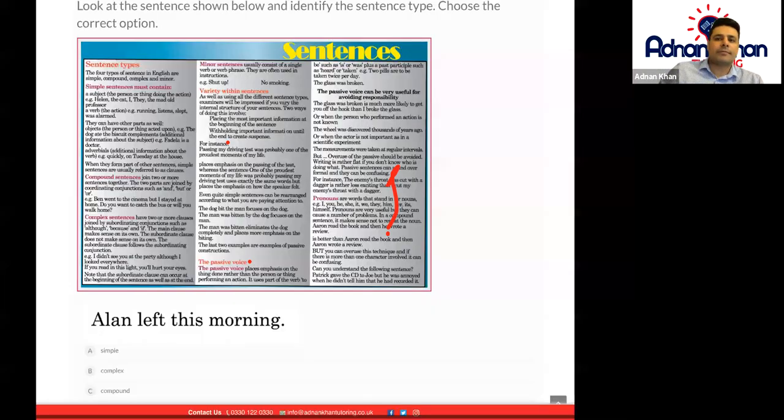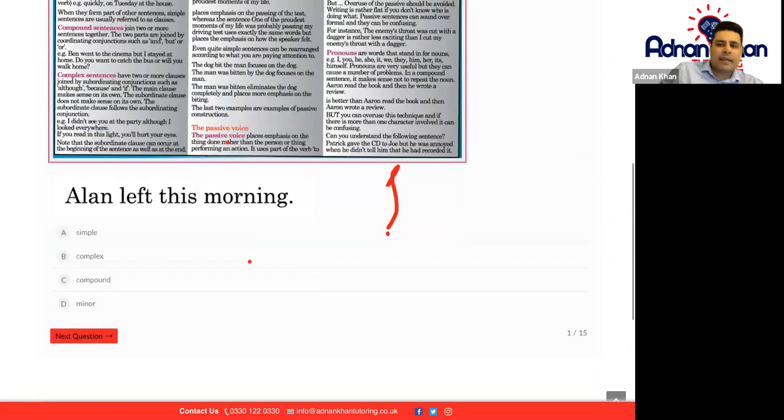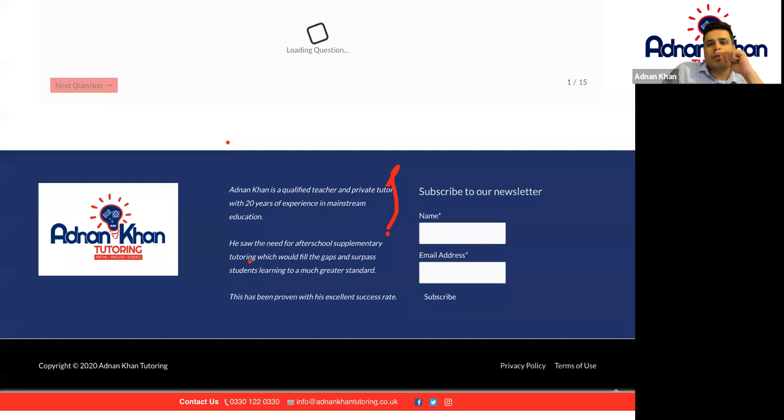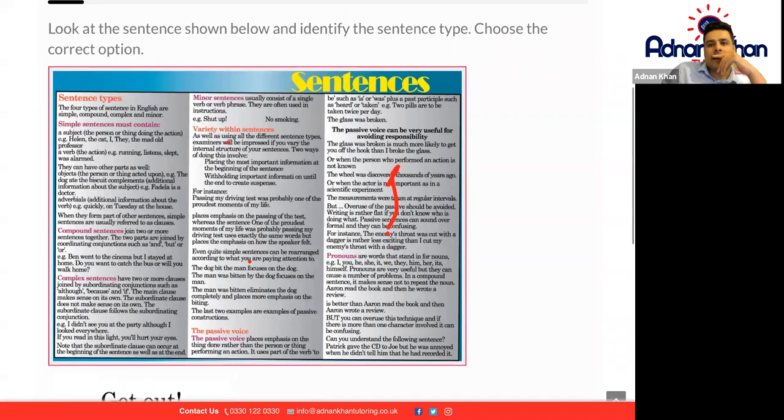Dan, you were saying something? No. Okay, Dan, as you're on line at the moment, let's just do a few questions. So look at the sentence shown below and identify the sentence type. So, Alan left this morning. What do you think of that? Simple. Why? Because it's just a simple sentence. Good lad, well done. Because the subject is there, Alan. That's a simple sentence. And have a look at this.